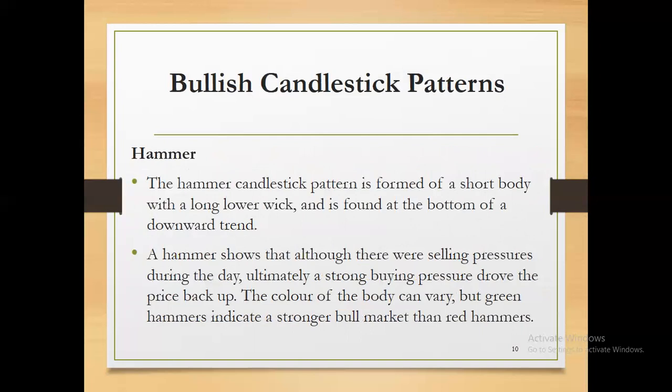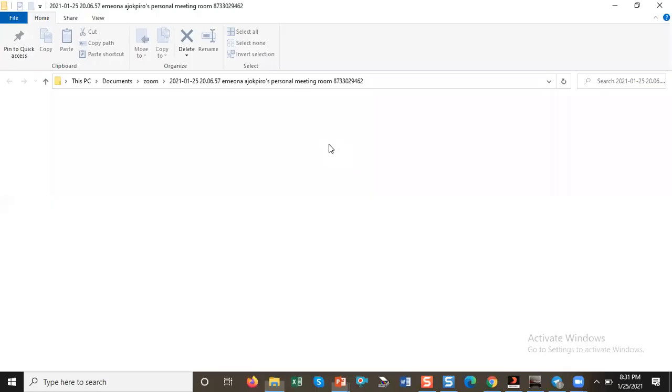So let's look at some of the bullish candlestick patterns. The first one we have here is the hammer. The hammer candlestick pattern is formed of a short body with a long lower wick, and is usually found at the bottom of a downward trend. So when you see a short body candle with a long lower wick at the bottom of a trend, that is a hammer.